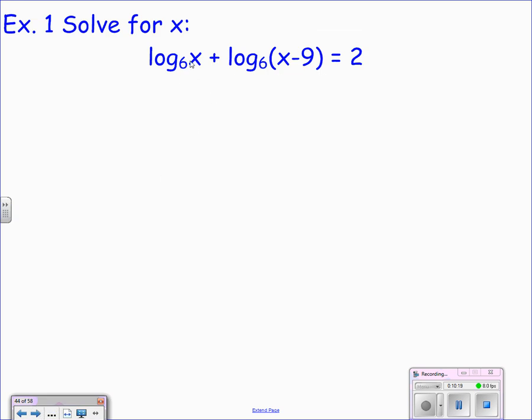So let's practice. So log base 6 of x plus log base 6 of x minus 9. Since these bases are both 6's, I can take this plus and merge these two into 1. So that means it will become log base 6 of x times x minus 9 and is equal to 2. So this was property 2.